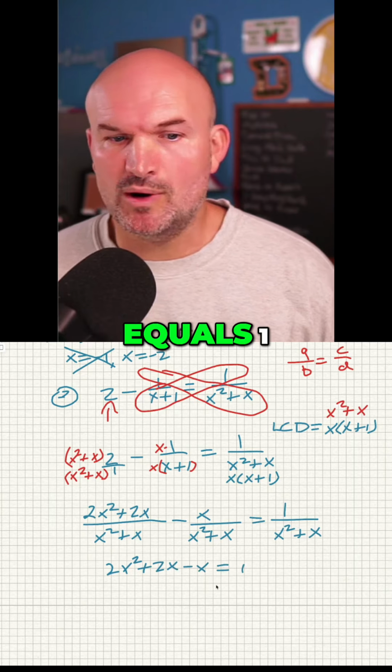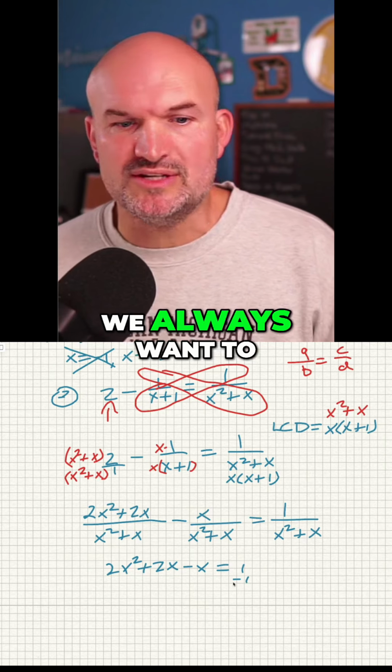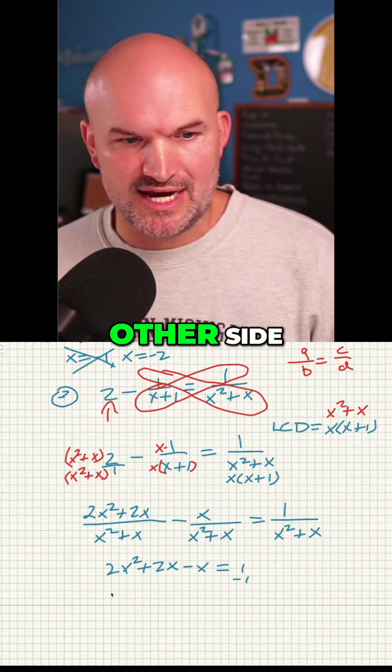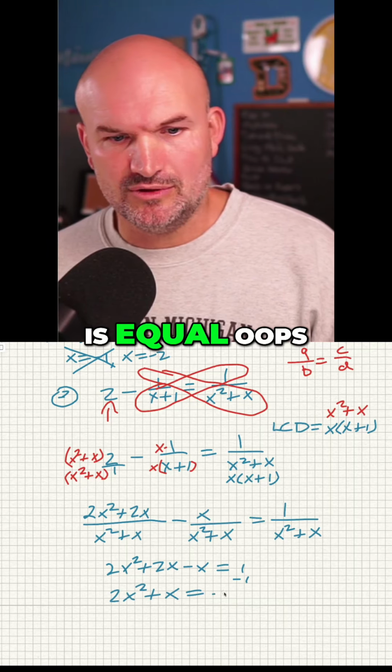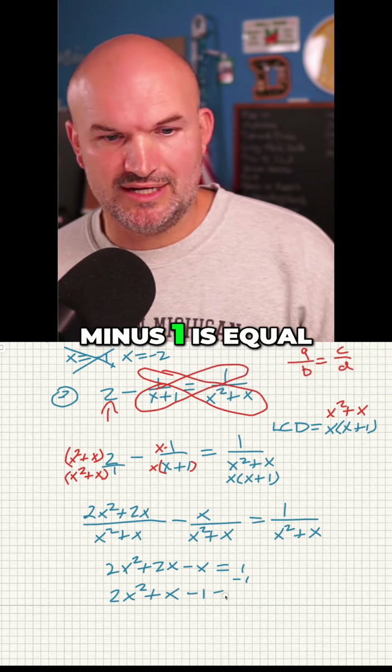x equals 1. Now I recognize this is a quadratic, and we know when we're dealing with quadratics, we always want to go ahead and set it equal to 0. So I'll subtract 1 over to the other side, and I get 2x squared plus x minus 1 is equal to 0.